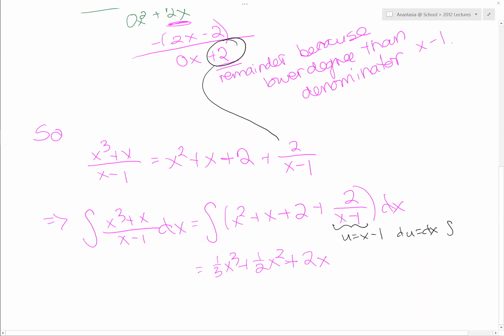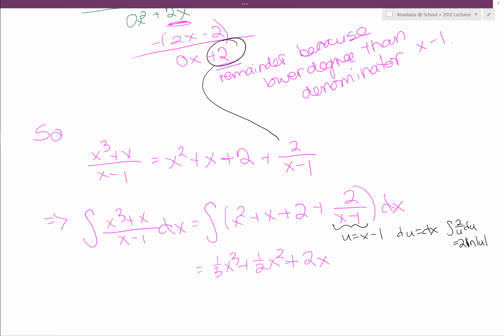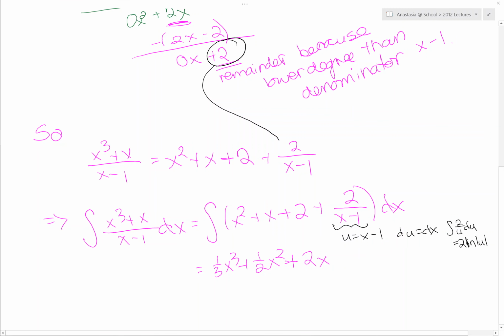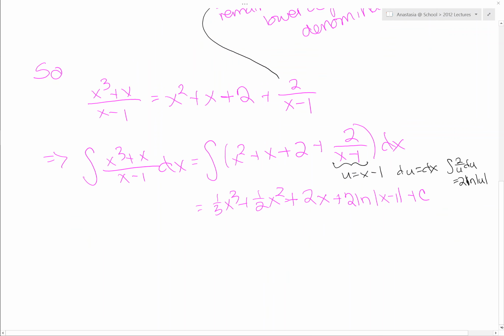You end up integrating 2 over u du, which is the same thing as 2 natural log absolute value of u. So plugging u back in, that's a simple enough u substitution that I would let you get away with not writing anything there. Plugging back in for u, we're going to get 2 natural log absolute value of x minus 1, and then of course we need to remember to add c.